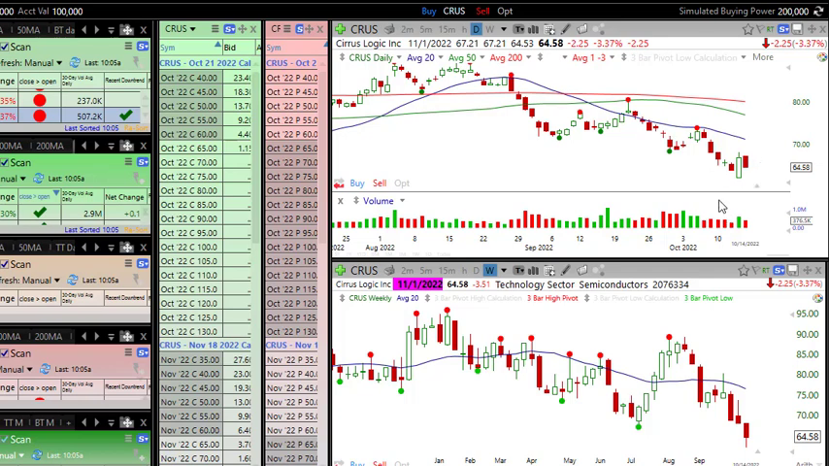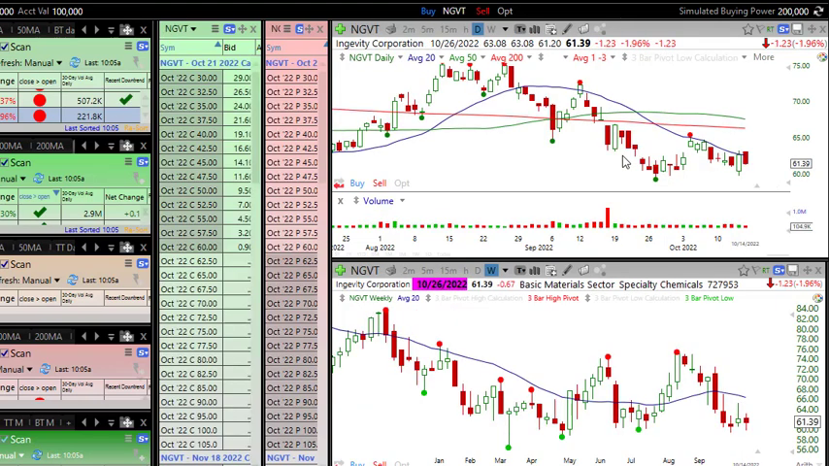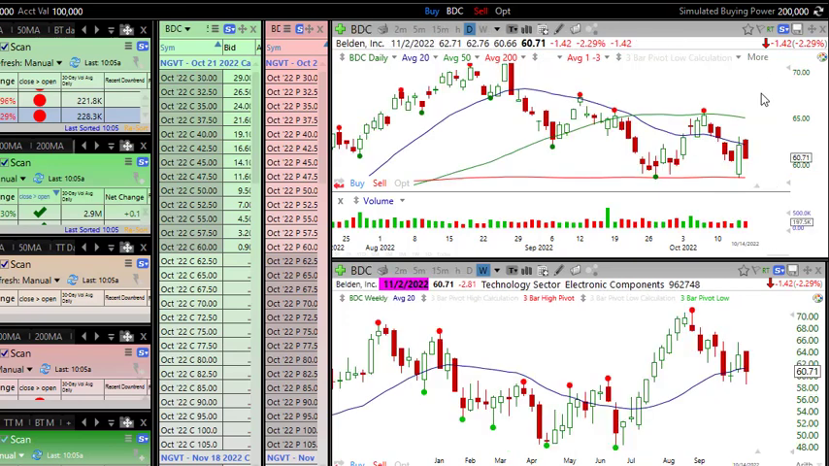CRUS, it's in a downtrend. Counter trend move would be okay, but I have better. This one's better. NGVT, why is it better? I have my gap reversal engulfing on major support. So this is a monster double bottom. That's good to go over the high.